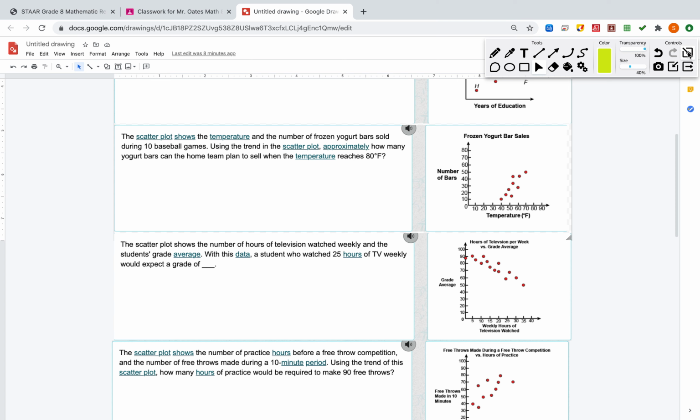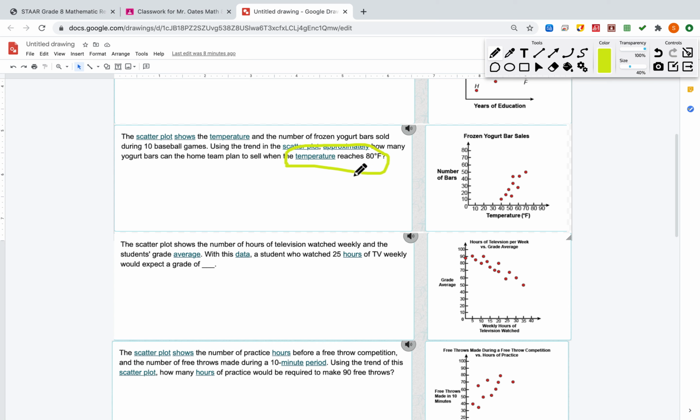The scatter plot shows the number of hours of television watched weekly and the student's grade. Oh, sorry, we're going to be on this one. The scatter plot shows the temperature and the number of frozen yogurt bars sold during 10 baseball games. Using the trend in the scatter plot, approximately how many yogurt bars can the home team plan to sell when the temperature reaches 80 degrees? So here's what we know. We know that the temperature is going to be 80 degrees.